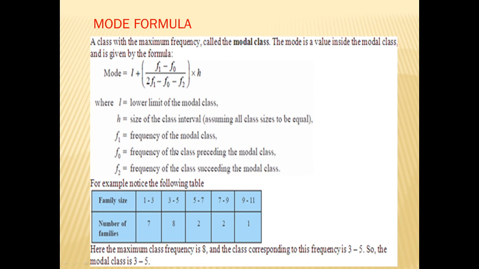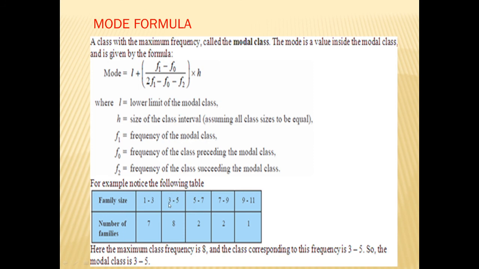This one is the modal class frequency. This one is the frequency of the class preceding the modal class. This one is the frequency of the class succeeding the modal class. This is preceding, this one is succeeding, like that you can remember. Now here h is as usual the class length only. Here you can see all the class intervals and their frequencies. Here this is the maximum frequency, so this one is called the modal class. For this modal class, this is the lower boundary.